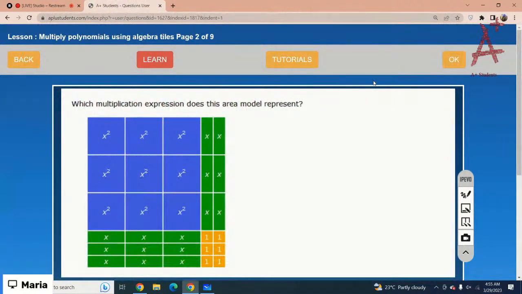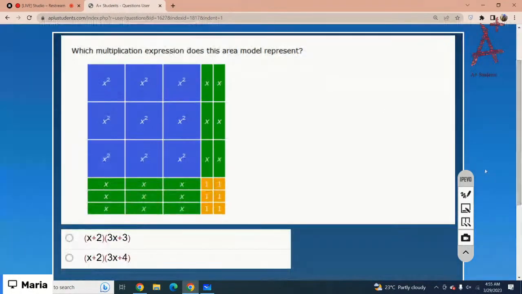Okay, the next one is which multiplication expression this area model represents. You are given the area model, and you have to see which expression it is representing. Let's calculate the width and length because the area is always length times width. It would be 3x plus 2, and here you have 3x plus 3. So the correct expression is 3x plus 2 and 3x plus 3.